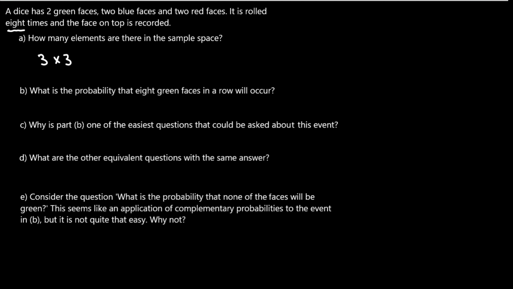Now here, if we had this dice rolled 3 times, we would multiply by another 3. So you can see where we're going with this. And eventually we will get 3 to the power of 8. And we just have to work out what 3 to the power of 8 is, and that'll be the number of elements in our sample space. So have a go at working that one out on your own.